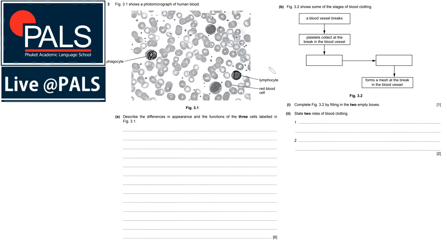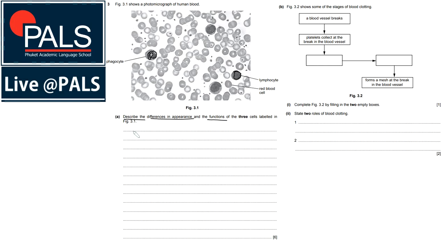Both of them are obviously white blood cells, the phagocyte and the lymphocyte, but they have different jobs in the immune response. So, describe the difference in appearance and the function of the three. Describe the difference in appearance and describe the difference in the function.